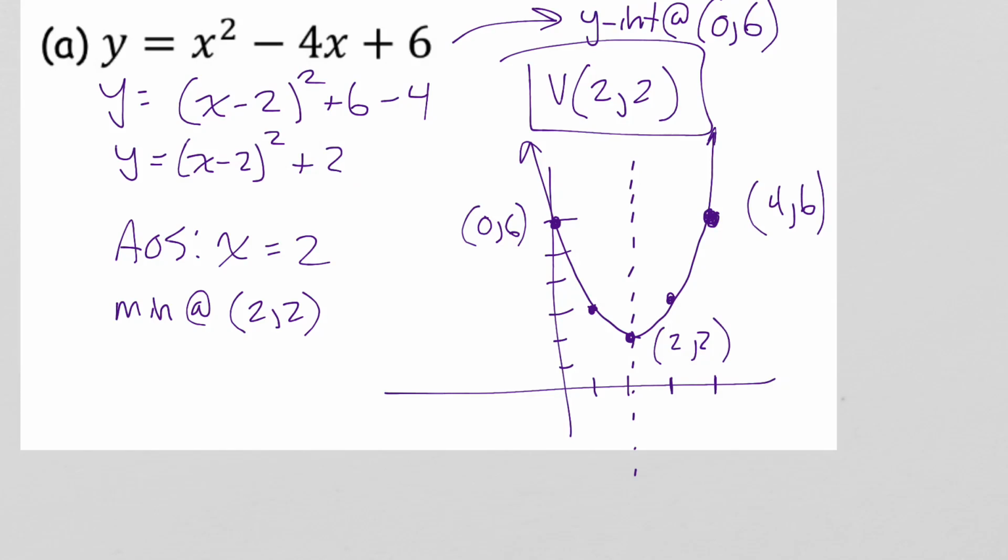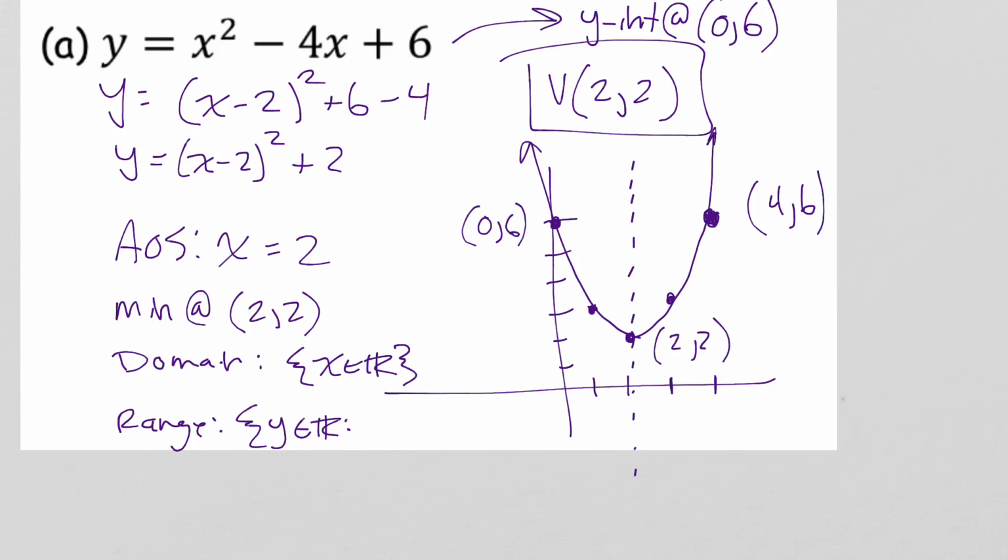Domain and range. Well, domain for all parabolas will always be all real numbers. So I'm going to say x is in the set of all real numbers. For my range, notice I'm using set builder notation. You can use interval notation. I'm using set builder notation. My range is going to be all y values in the set of real numbers such that my y values are greater than or equal to 2, the minimum value. And there we have all that jazz.